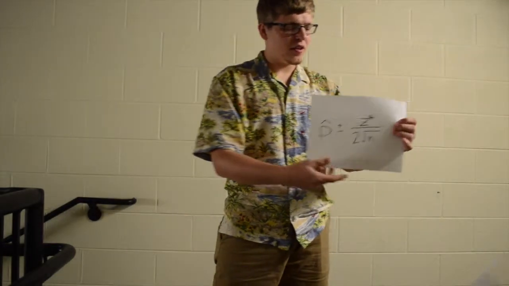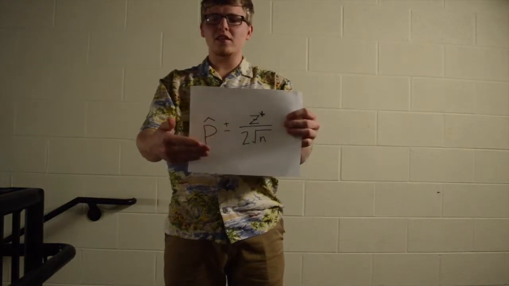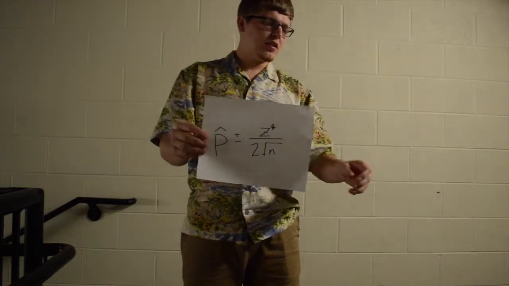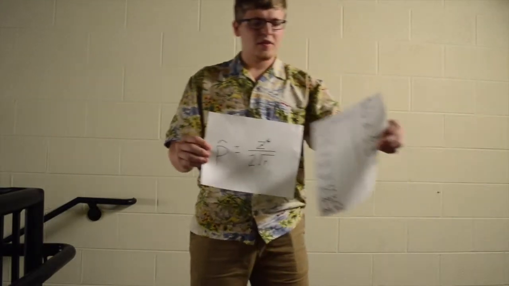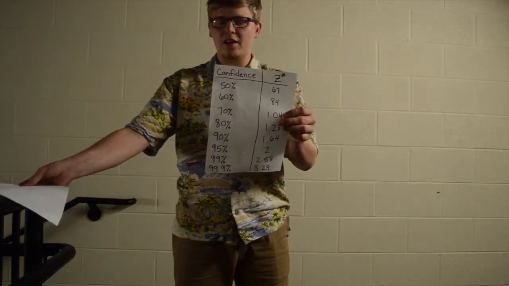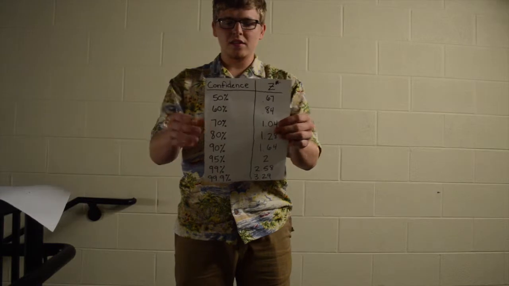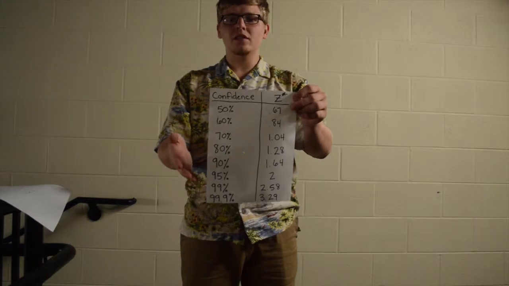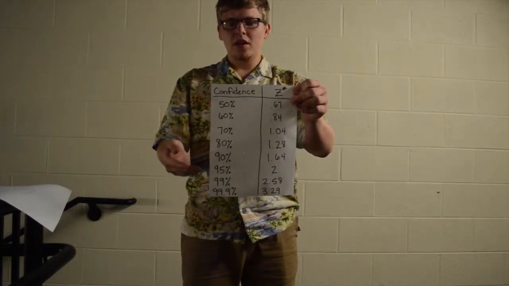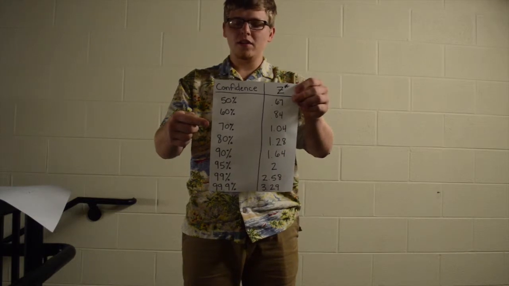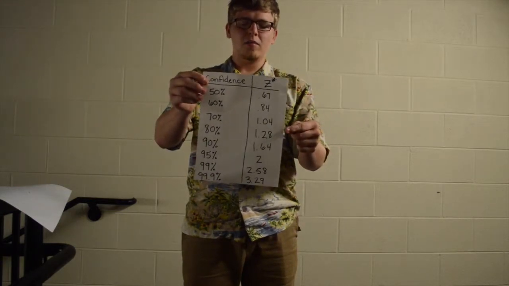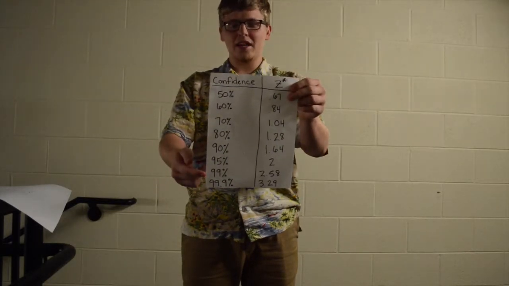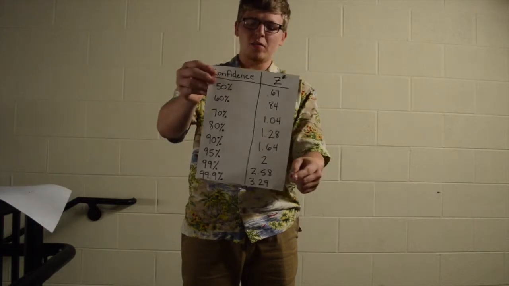You might be asking, now, what is z star? Well, z star is kind of hard to explain, so I made a chart. This is z star. Z star all depends on what your confidence is for the confidence interval. If you have a 70% confidence, it's 1.04. If you have a 99% confidence, your z star will be 2.58.